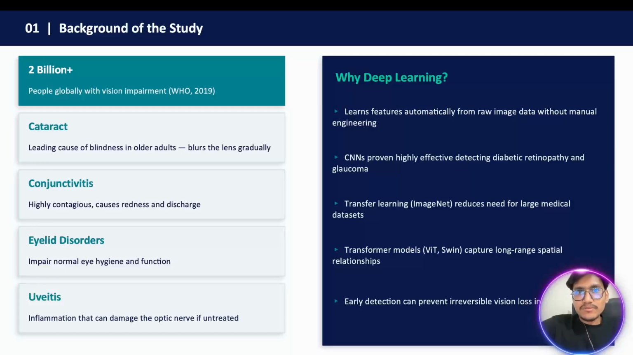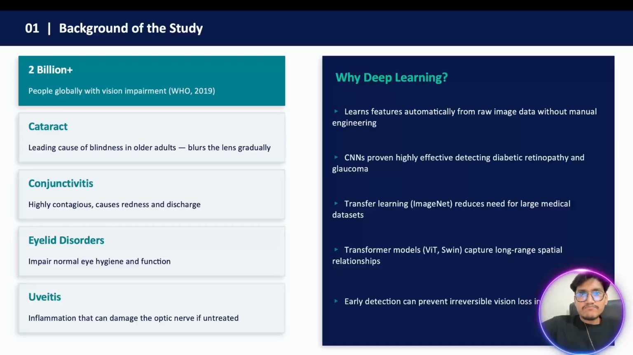And then transformer models, specifically the Vision Transformer and Swin Transformer, use a mechanism called self-attention to capture long-range spatial relationships across an entire image, something traditional CNNs struggle with.